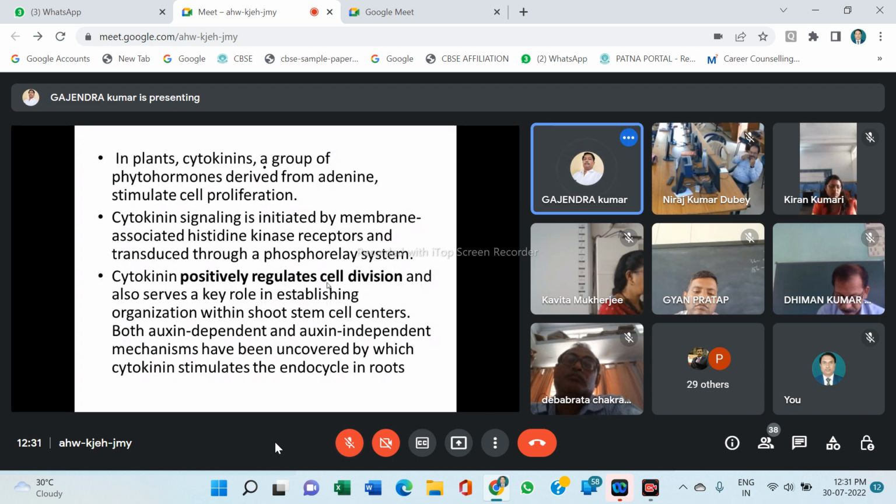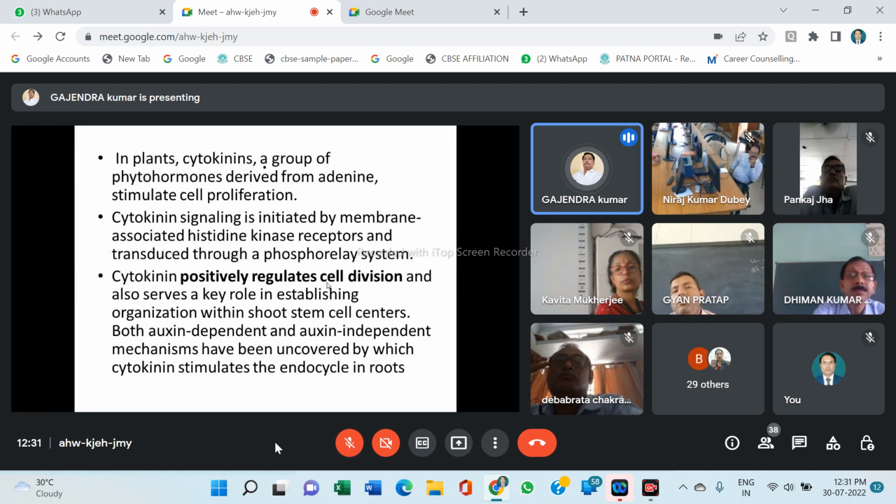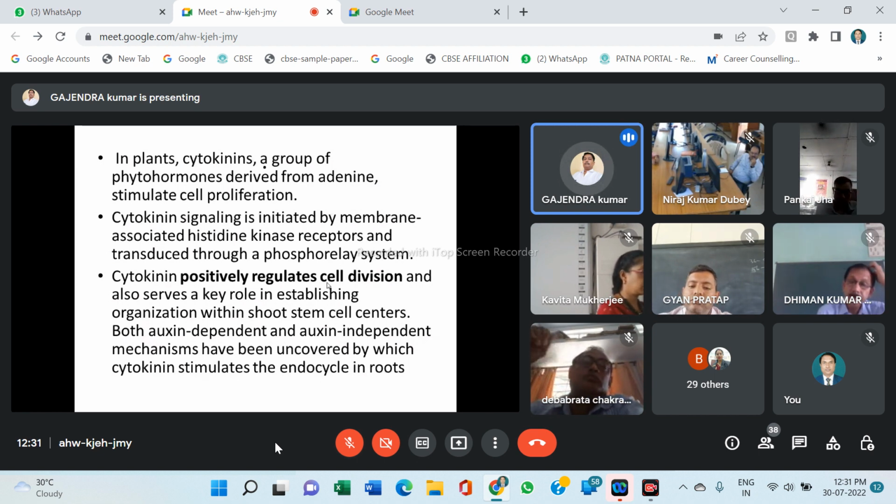In plants, cytokinins are a group of hormones called phytohormones. These are called plant growth regulators because they regulate growth and cell division, and that's why they are called growth regulators. Phytohormones are derived from adenine and stimulate cell proliferation, that is, cell enlargement and proliferation take place.